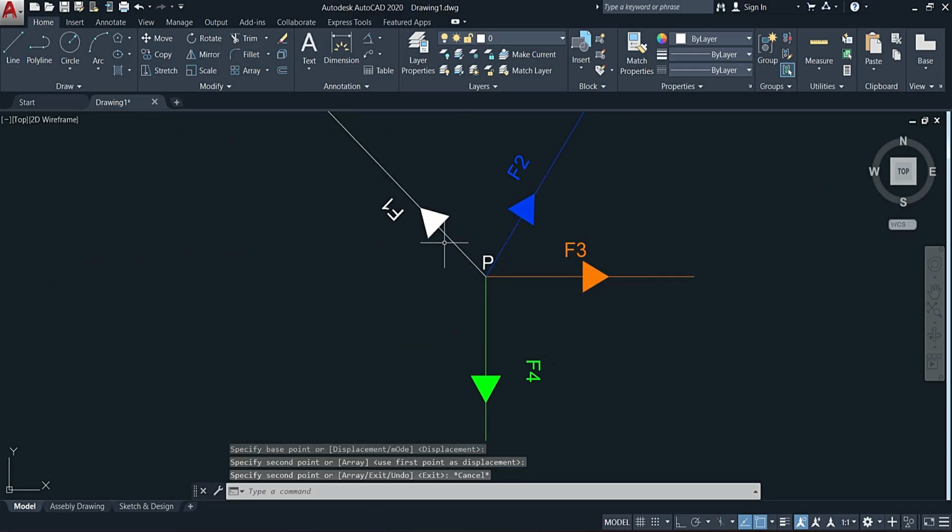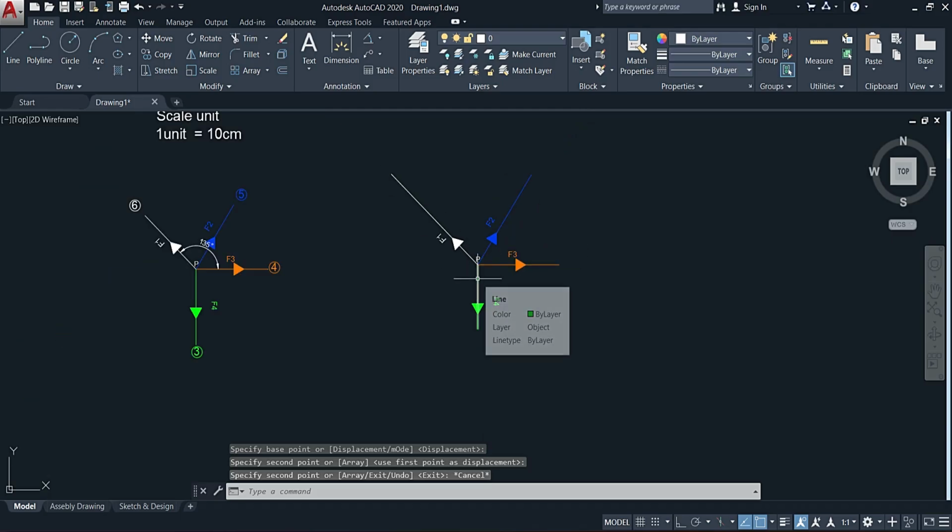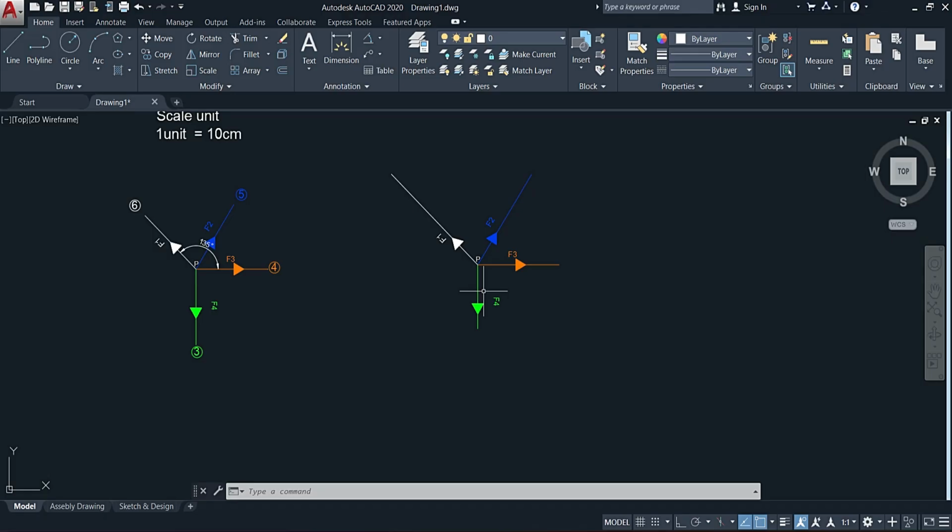All right, so now it's time for us to do our vector polygon. Now how do we do this? Now you remember from the previous video that we go head and tail. Now what does this head and tail mean? We're simply going to be drawing the forces from head to tail. Which part is the head and which is the tail? This portion up here at the end of the force is always the head, and the part that is at point P is always the tail.